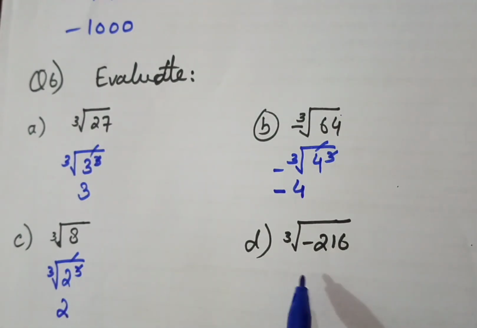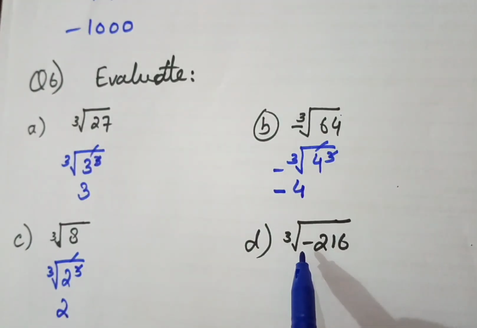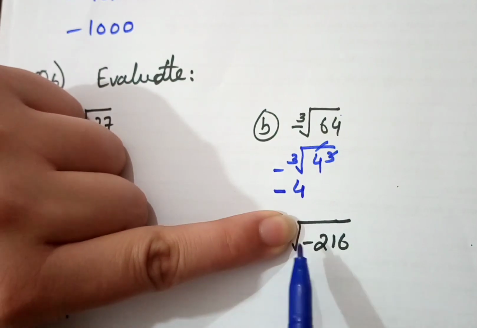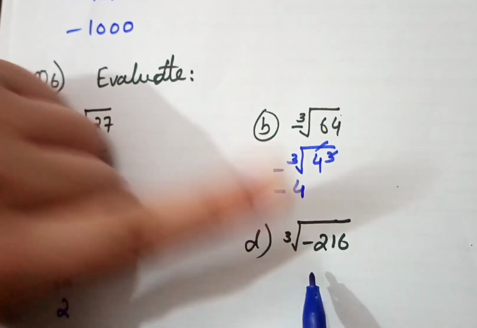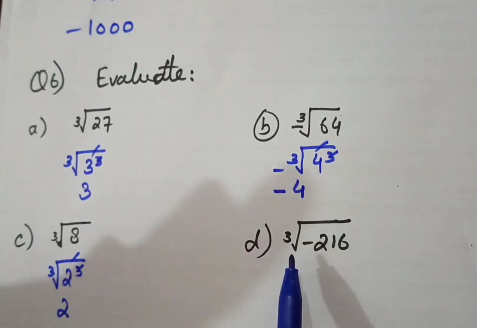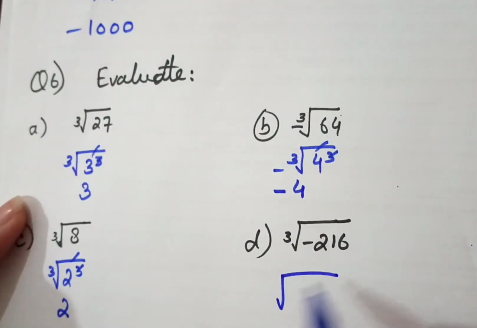Now we have a minus sign inside a cube root. If it were a square root question, suppose I had this cube power, it would become a square root, so its solution is not possible. But whenever there is a cube root, whenever a minus sign is inside a cube root, solution is possible. So you have to solve this.